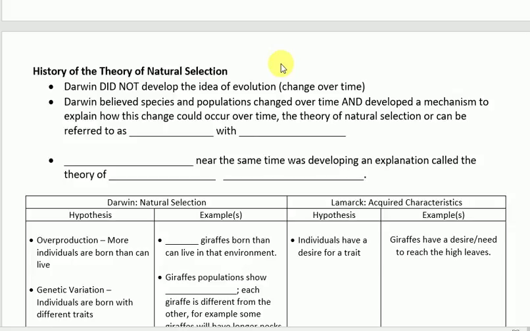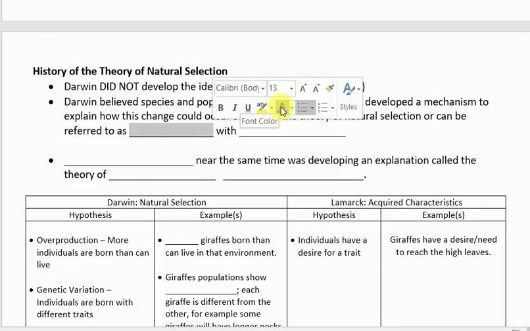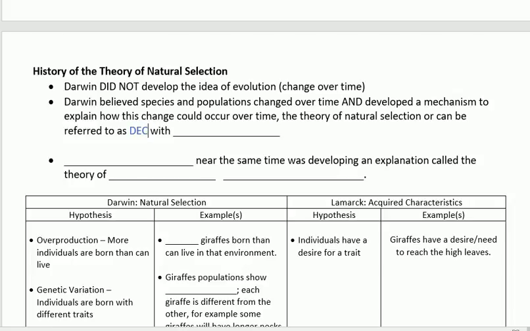So let's talk a little bit about the history of natural selection. Darwin didn't really develop the idea of evolution. He believed that species and populations did change over time, and he developed a mechanism to explain how this would occur. The theory of natural selection can also be referred to as descent with modification.